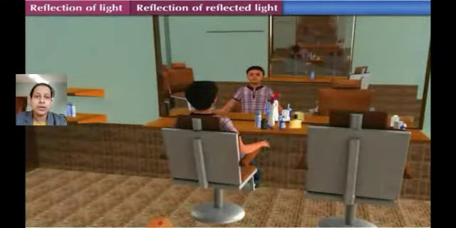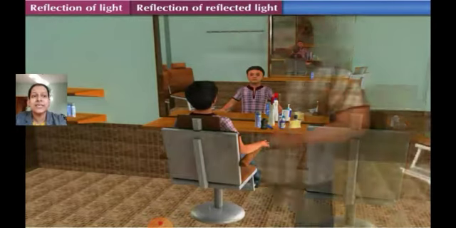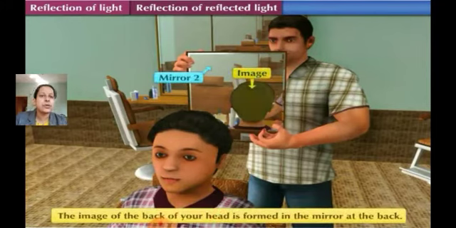Now when you go to a barber salon to cut your hair, you sit in front of the mirror, and after the barber or the hairdresser cuts your hair, he shows you the back of your head to see how the cut is done, how the hair is dressed. So how does this happen? Here the image of the back of your head is formed in the mirror at the back. You can see in this case there is a mirror placed behind.